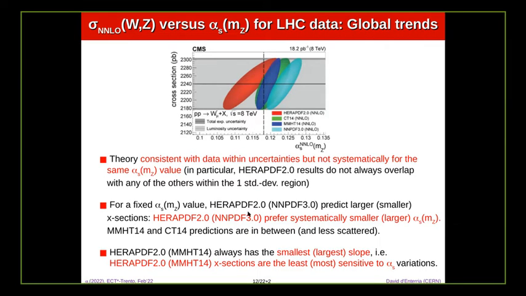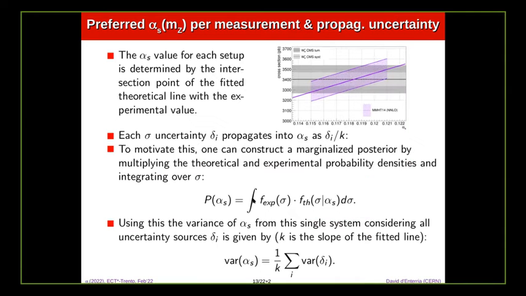And then the third observation is that HERA PDF has the smallest slope, so it's the shallower shape. The dependence of the sigma from HERA PDF is flatter than for MMHT. MMHT is steep, so it means that MMHT has a strong dependence on alpha S. So it's much more dependent on alpha S than HERA PDF. That's the observation. With all these elements in hand, we then determine the preferred alpha S per measurement.